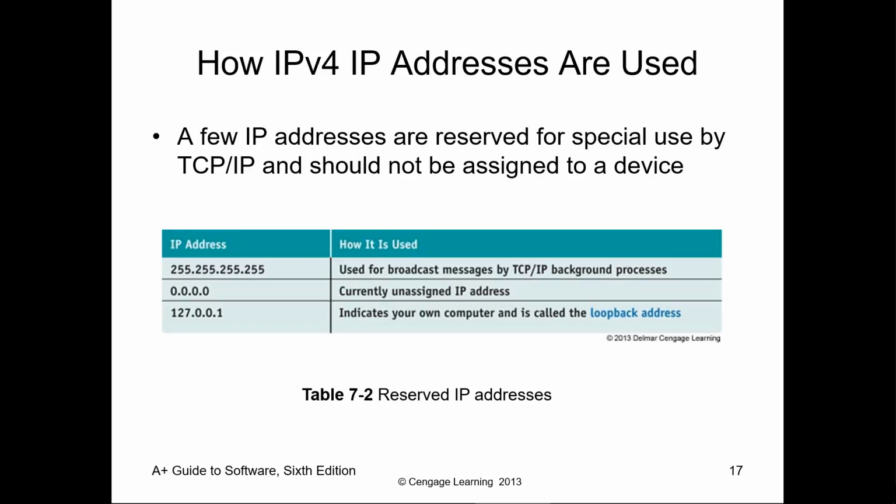Now there are specialized addresses like 0.0.0.0, and that's an unassigned IP address. There's also straight 255s, those are broadcast addresses, but there's also 127.0.0.1, and that's a loopback address. And essentially that's an address that says, hey, look back at me.